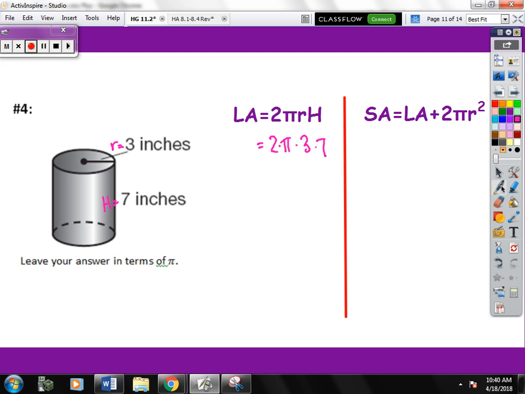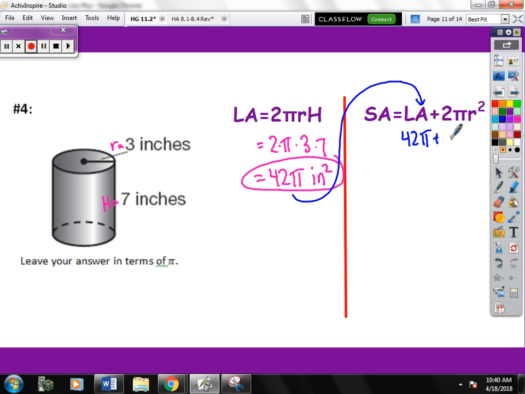And so we should get 42 pi for this one. Again, square inches. A couple of you on your quiz just put pi as if you thought it was a unit. So make sure that you include units after that. So 2 times pi times the radius times the height. Plug this in for LA, our lateral area. And then we'll add 2 times pi times 3 squared.